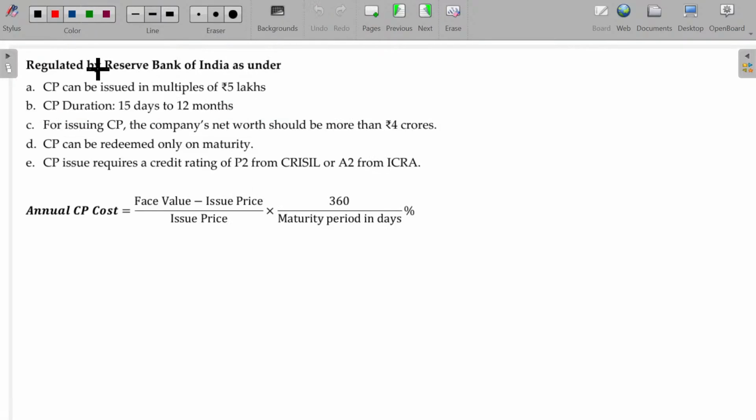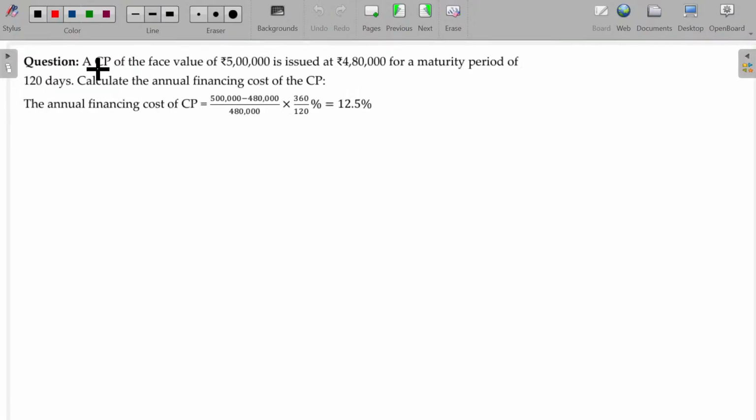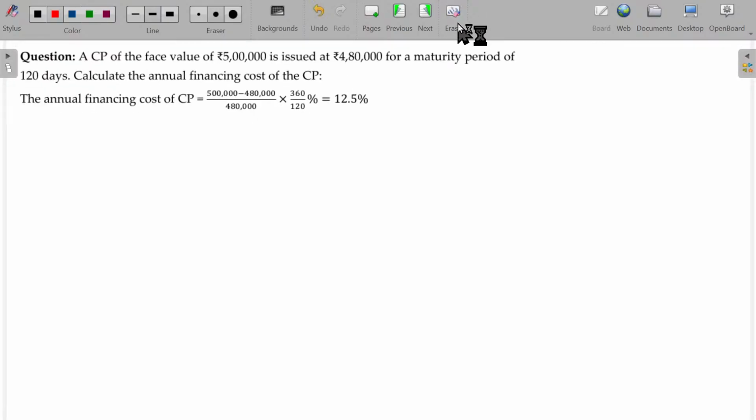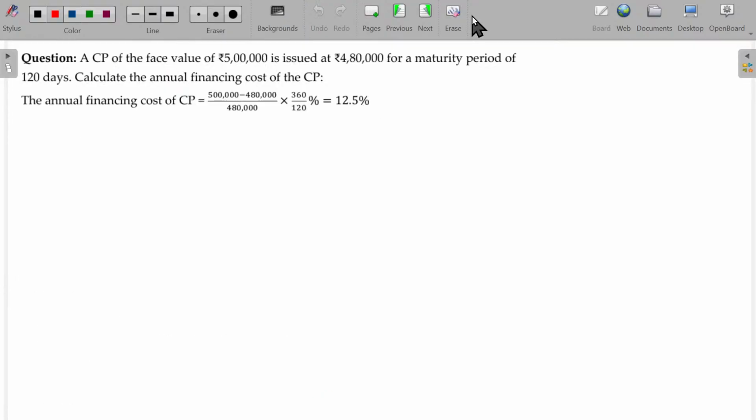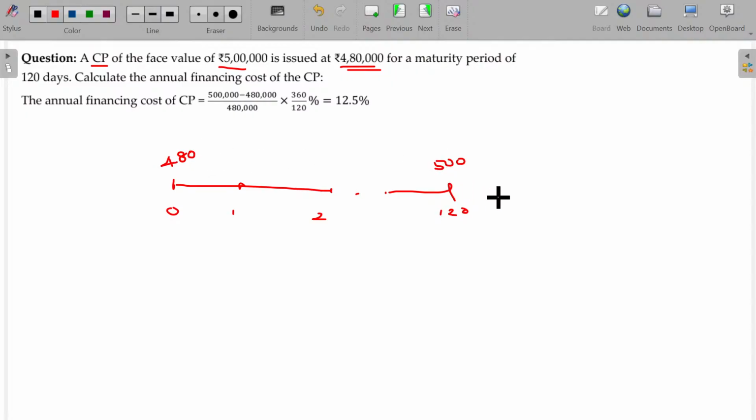Commercial paper. In commercial paper, you will be getting an illustration like this. It's very simple. We'll finish the illustration and then go for the theory. A commercial paper of face value 5 lakhs is issued at 480 for a maturity period of 120 days. So here you just see 0, 1, 2, up to 120 days. Face value is 5 lakhs, but the issue price is 4 lakhs 80,000. So 4 lakhs 80,000 rupees is the issue price, but you have to redeem at face value by the nth period, which means 120 days.